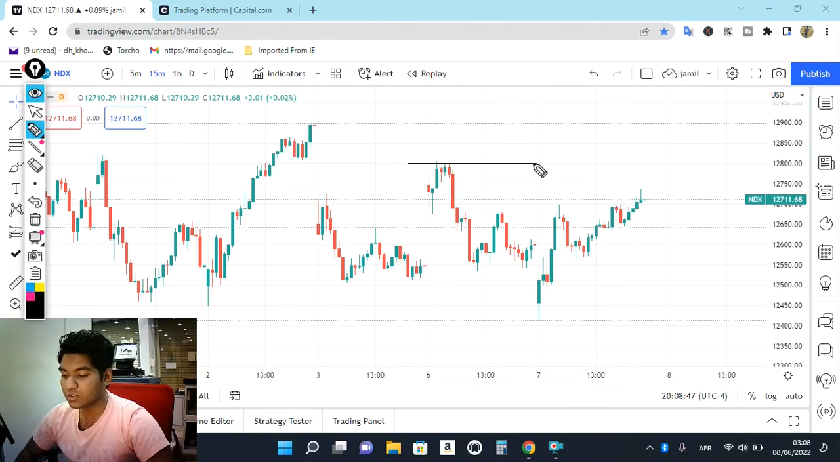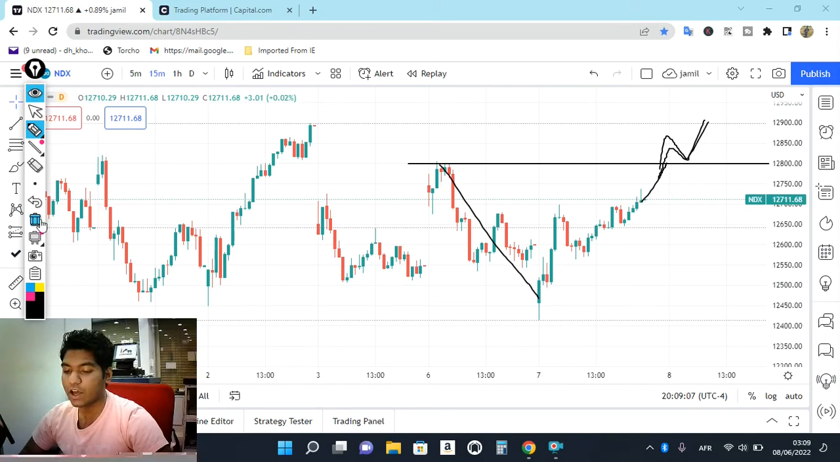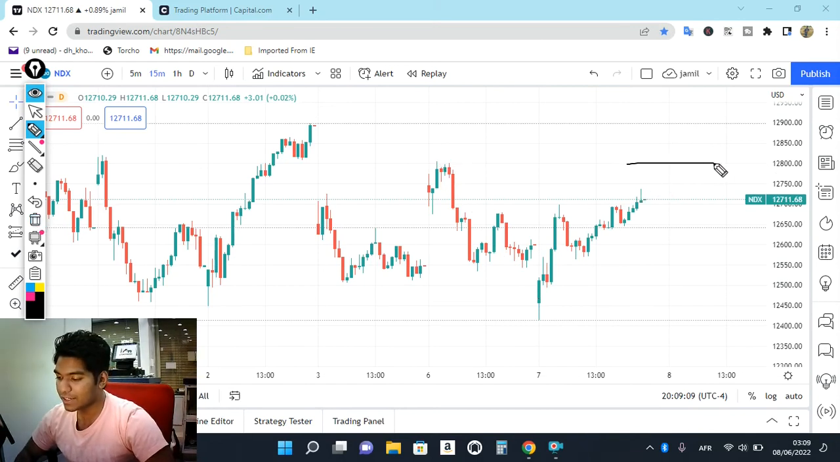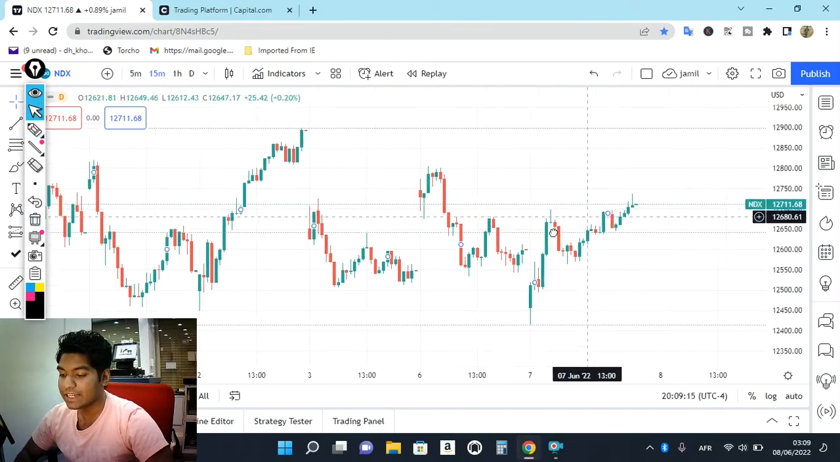In this case 12,800 is the resistance level for the market. In this range the market had a sharp fall, so no doubt this range is going to act as resistance. If you want to buy here, we have to wait for price action above 12,800. If we see that kind of price action, only then can we plan to buy here. Or else, after touching this level, on any negative candle we can plan to sell first, because always remember this level is most important.